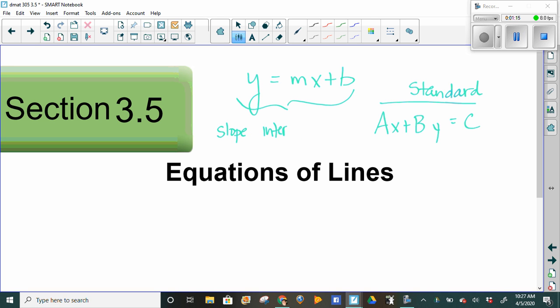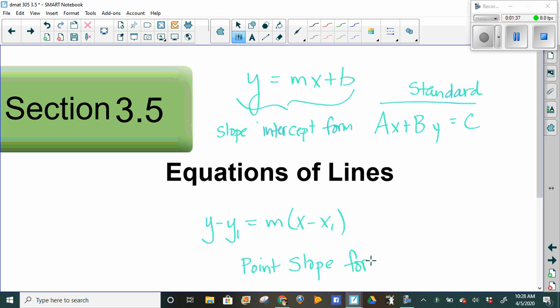And these are the three that you need to make sure you know. Intercept form. And then another one we're going to look at is y minus y1 equals m times x minus x1. And these are pretty much all interchangeable. This one is called point slope form. And I apologize for my handwriting. Okay, so these are the three forms that we're going to look at. So make sure you know which one is which.